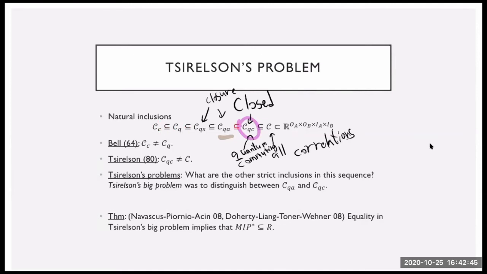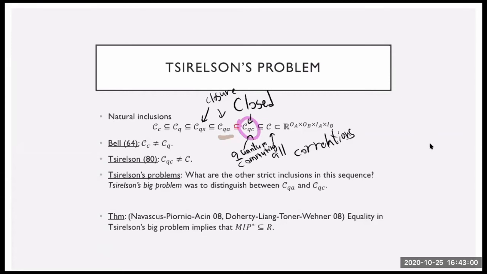As we said last time, Bell already showed that this set and this set are not the same. So there is a strict inclusion between the classical correlations and the quantum correlations. This is a result from 64.